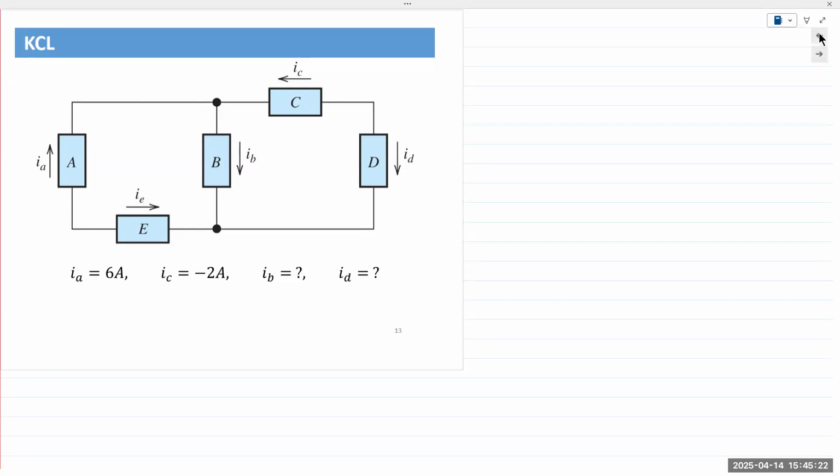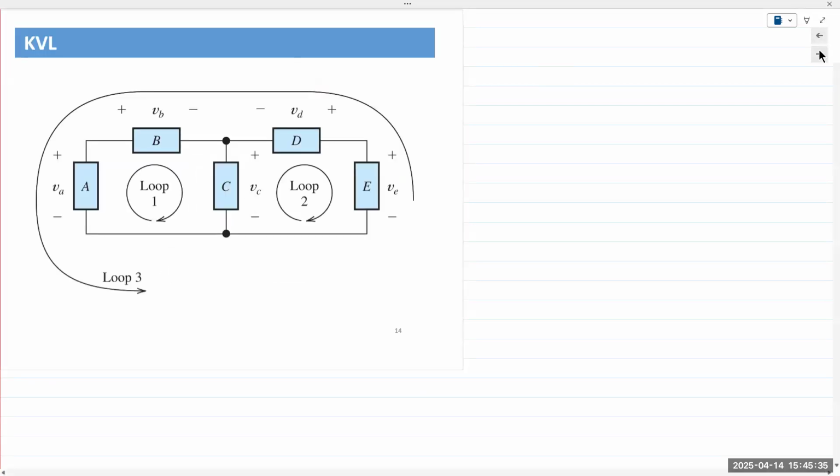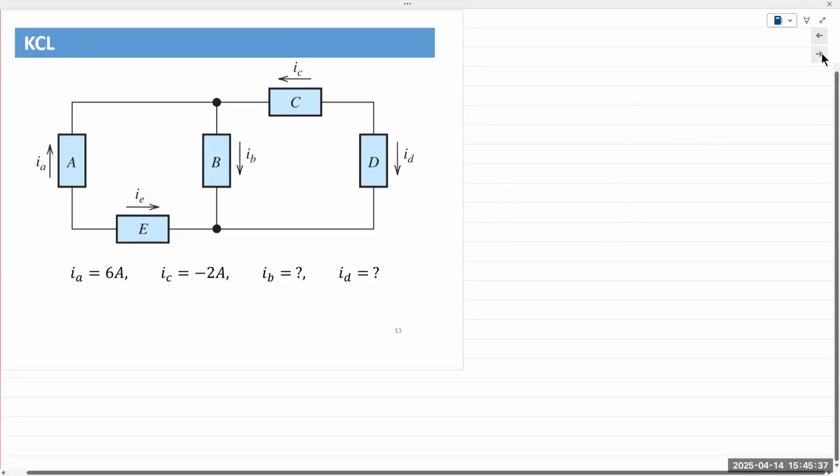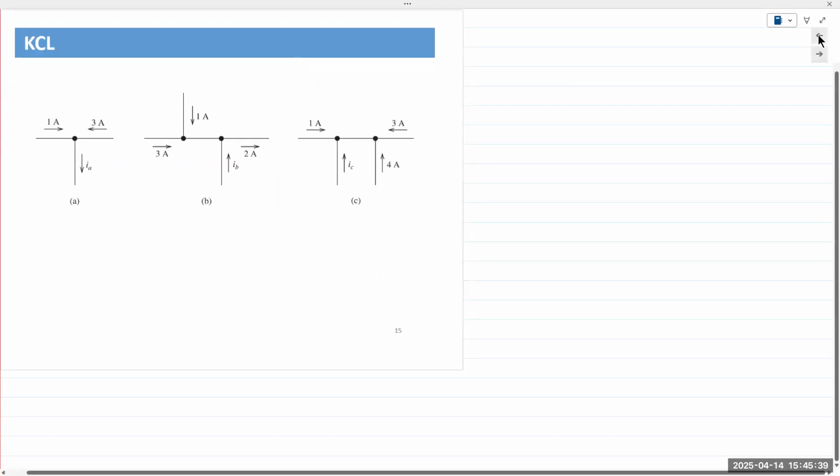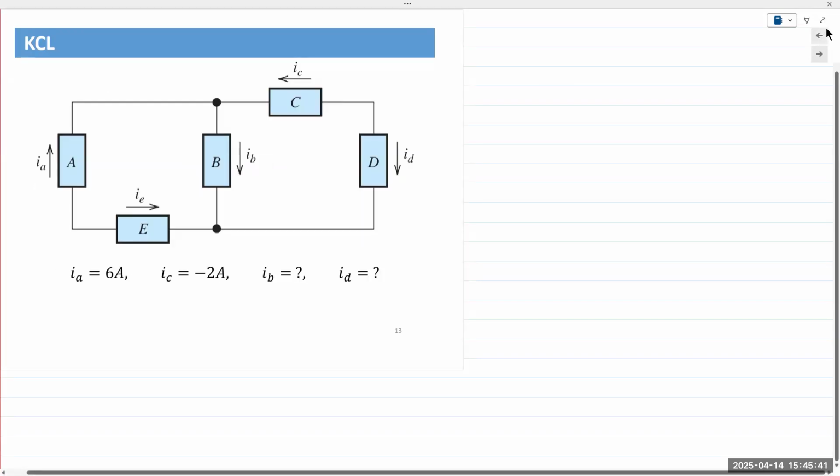KCL basically applies at any node because current is flowing through. KVL applies around any closed pathway or any closed loop in a circuit. So this is, I think I had one more. Oh, there it is. All right, KCL, again, the sum of all the currents entering and leaving the node should sum up to zero.